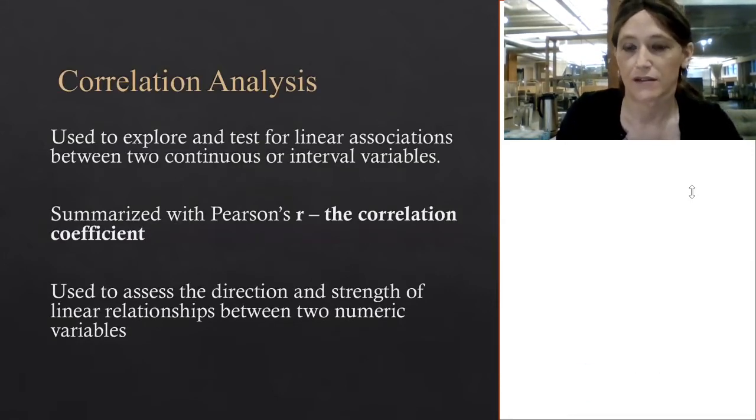So correlation analysis is used to explore and test for linear associations between two continuous or interval variables. Specifically, we'll calculate a correlation coefficient called Pearson's R, which allows us to assess both the strength of the association and the direction of the association between two continuous measures. We're going to start to practice looking at some scatter plots, which are the ways to visualize correlations, and calculating Pearson's R to better understand the relationship between two variables.